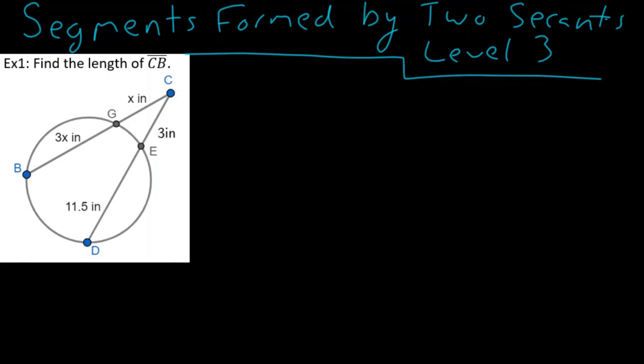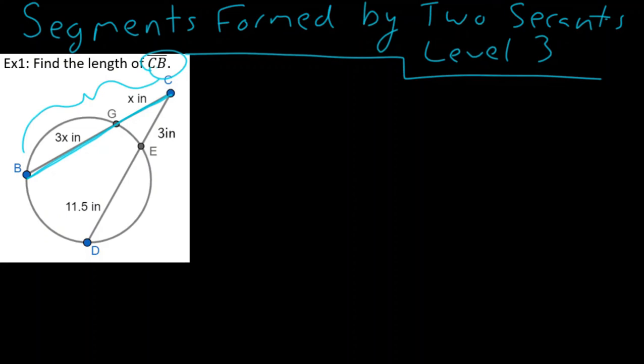Alright, and welcome to segments formed by two secants, level 3. Now, in our very first example, it's asking us to find the length of CB, which you'll notice is the whole length right here. Now, speaking of the whole, remember from our previous two videos, when dealing with secants, we always need to know what is the whole length.